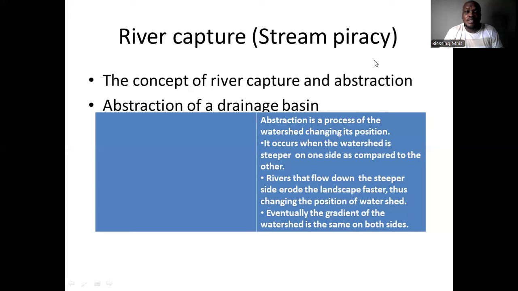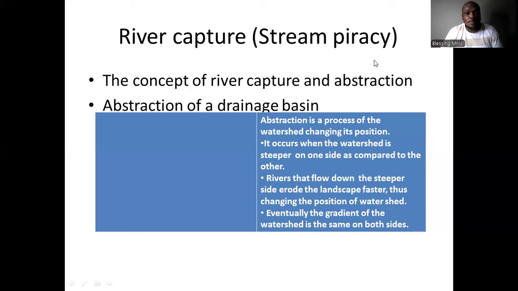What is abstraction? Abstraction is a process of the watershed changing its position. When we talk about abstraction, we are referring to the process whereby the watershed changes its position. It occurs when the watershed is steeper on one side as compared to the other side. Remember, a watershed is the high-lying area that separates two drainage basins. So abstraction occurs when the watershed is steeper on one side as compared to the other side.